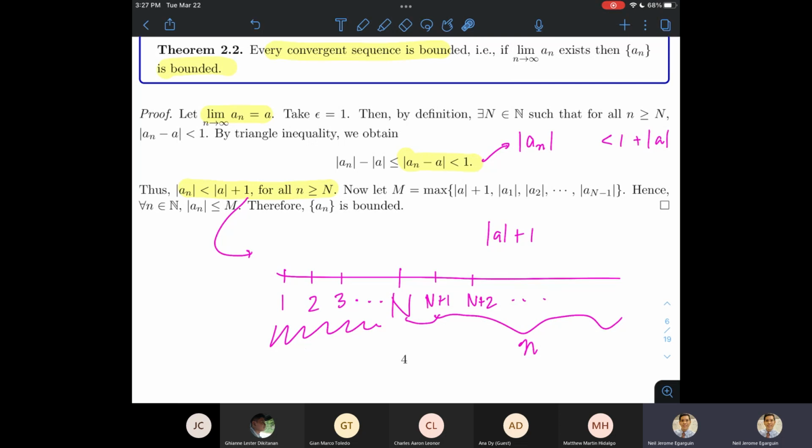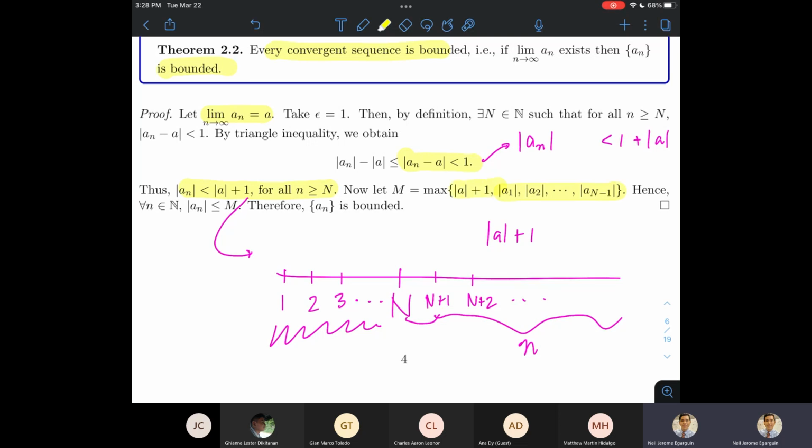Hindi tayo sure kung bounded si A1, si A2, si A3, si A4, si A5 hanggang kay A sub n-1. Sila yung hindi natin alam kung mas maliit pa sa isang natural number. But the nice thing about them, finite lamang sila. Kaya natin silang bilangin, kaya natin silang ilista with finality. So i-collect ko sila sa isang set. Ito yung mga absolute value ng mga hindi pa sure natin na bounded.